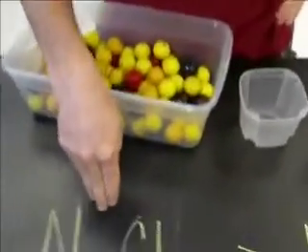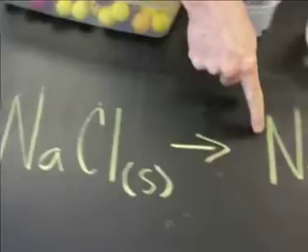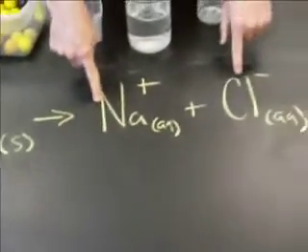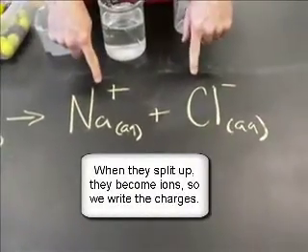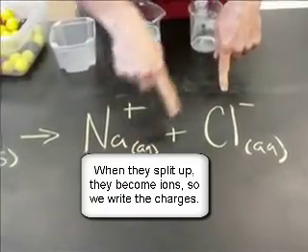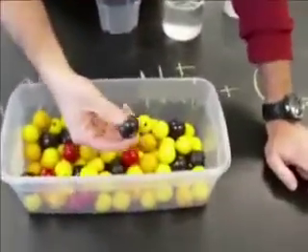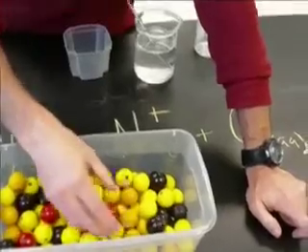Another way we can do this is illustrate it with a chemical equation. If we look down here at the table, I have salt, sodium chloride, solid. When I drop it into water, it turns into sodium ions and chloride ions. Notice instead of saying NaCl aqueous, I write Na positive aqueous and Cl negative aqueous, because it's actually more accurate to say that they are apart, since the black is no longer connected to the red, but actually connected to the yellow.